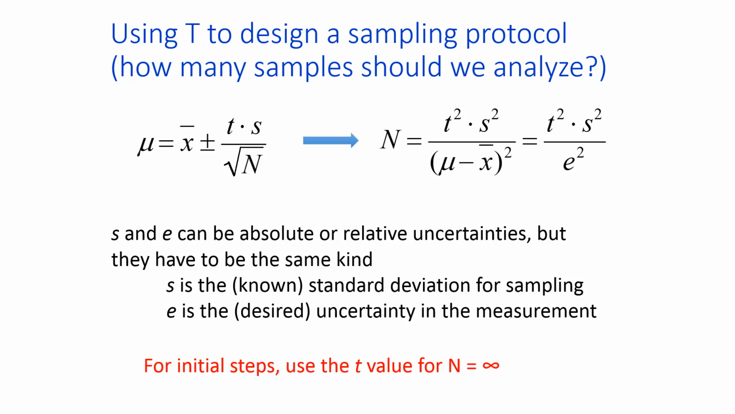What we do, this is an iterative method that we're going to use. So we use the t-value for an infinite number of samples and put in all of our values and calculate n. And n is not going to be infinity. It's going to come out to be something smaller. And then we would use the t for that new n and solve again, find another n, use a new t, use a new n, and keep solving for n until the values start to converge on one number. That number is the number of samples that we should do.